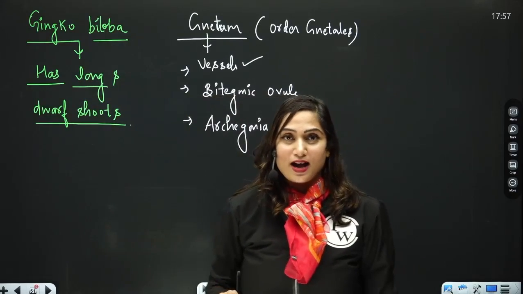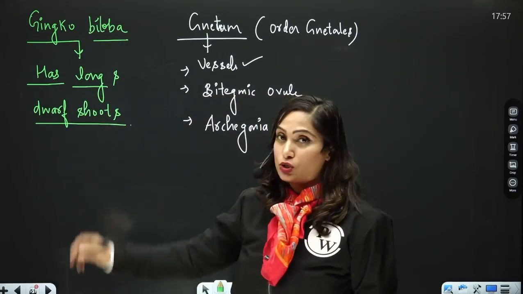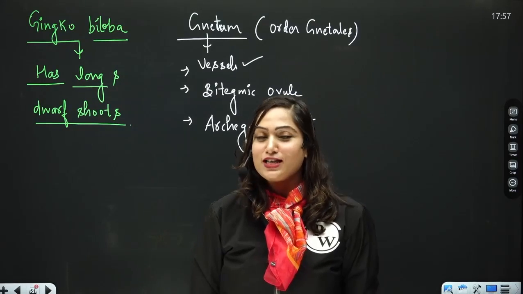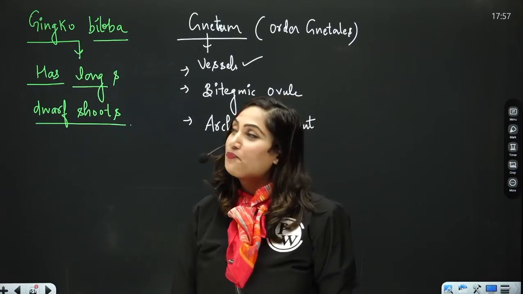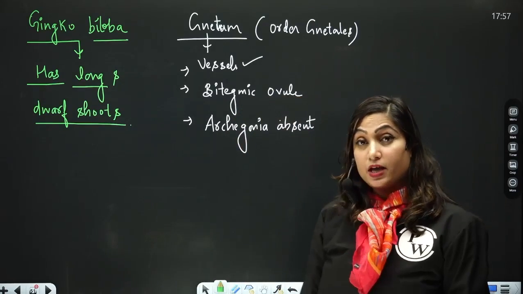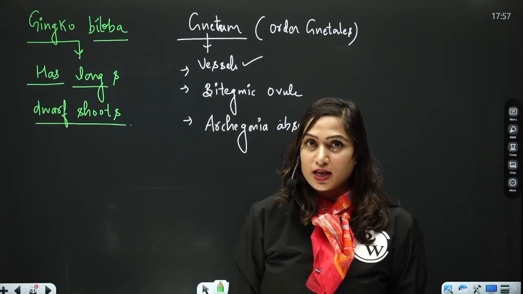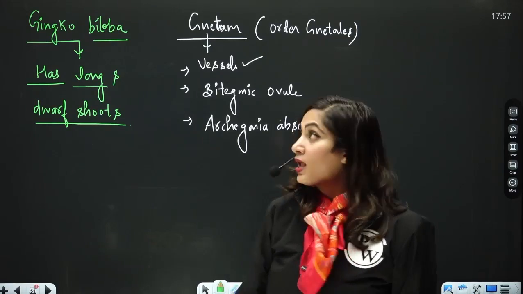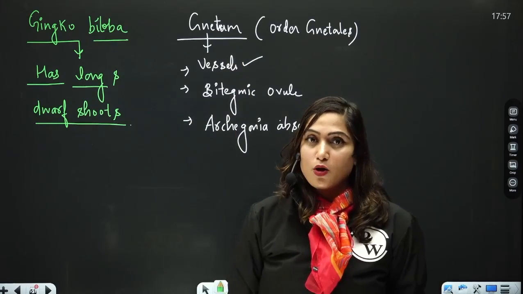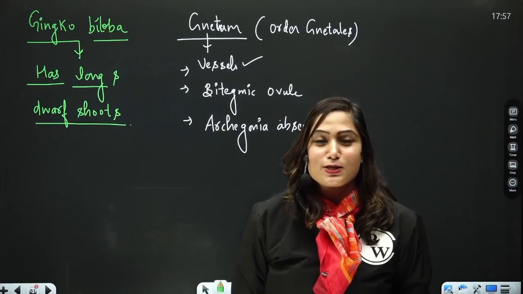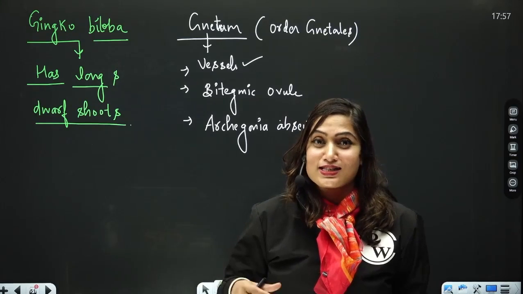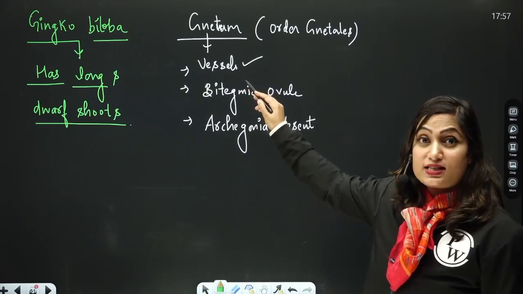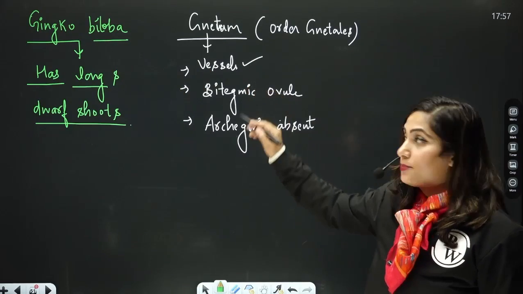Ginkgo biloba is a gymnosperm which has two types of shoot. You can see in your NCERTs with the labeling, long shoot and dwarf shoot. So remember, this point comes directly. Gnetum, yes. Remember in the comparative table I told you that in gymnosperms, vessels are absent. Gnetum is a gymnosperm which belongs to the order Gnetales, and this is a very special type of gymnosperm because it has started behaving like angiosperms. So this is an exceptional case. Vessels are present in this gymnosperm, generally absent.